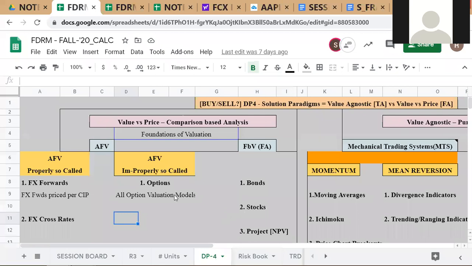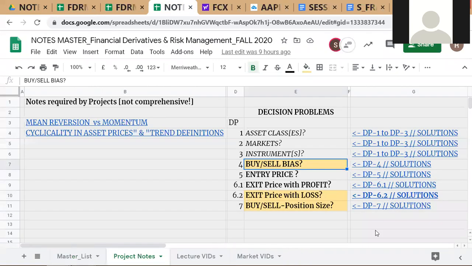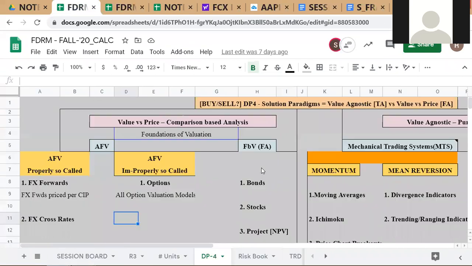So even these option trading models are actually subjective. When I say to you that we have already covered all this, in some sense this statement is not exactly accurate with respect to the DP4 buy-sell bias, because this leads you to the consideration of FA versus TA and the actual use of FA and TA, and these are never-ending journeys. You have to keep on learning how to become a better and better fundamental analyst.